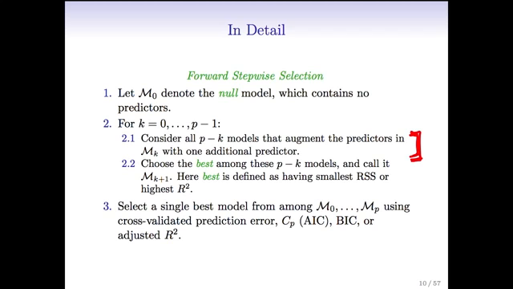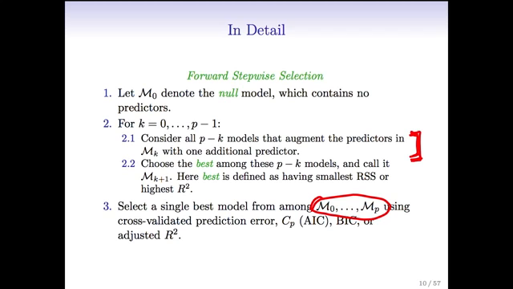So just like in best subset selection, we're going to get p plus 1 models from M0 to Mp. But the difference is that these models are nested. So M1 contains the predictor in M0 plus one more. M2 contains M1 plus one more predictor. M3 contains the predictors in M2 plus one more, and so on. These models are nested in a way that wasn't the case for best subset selection.